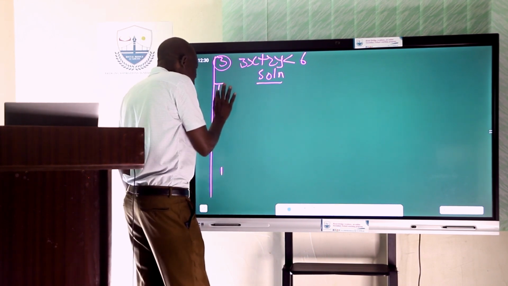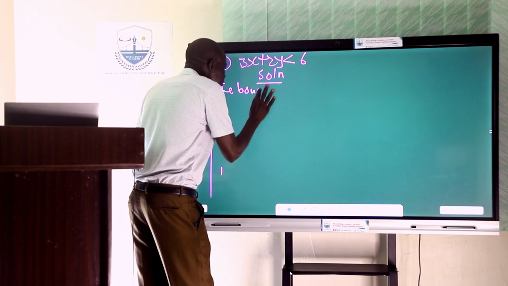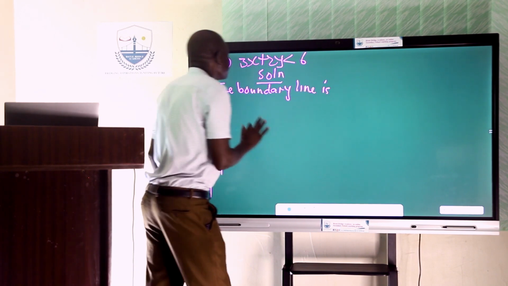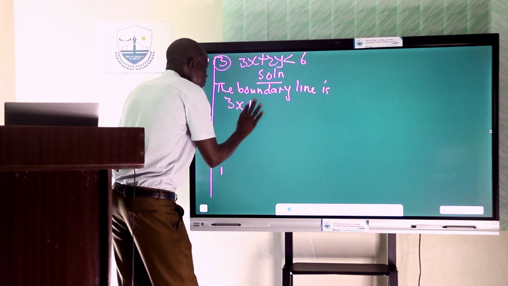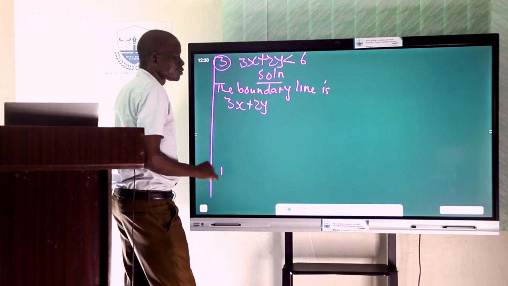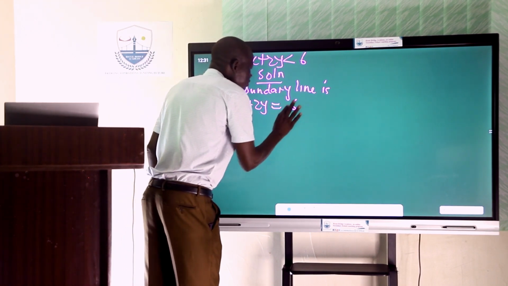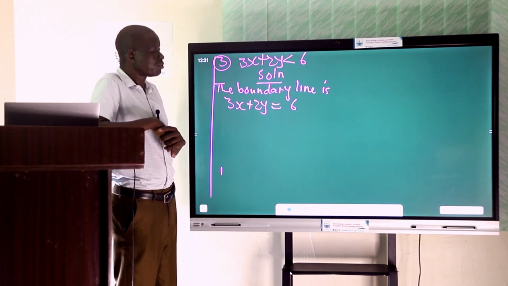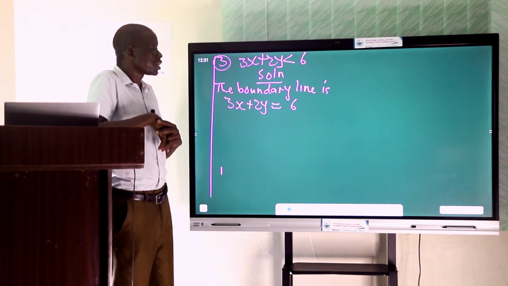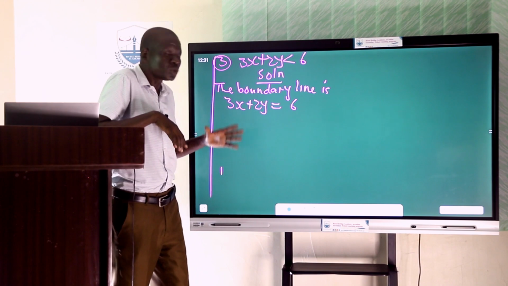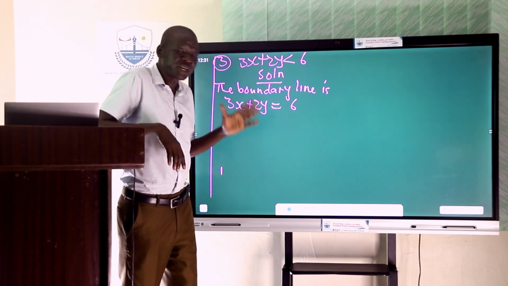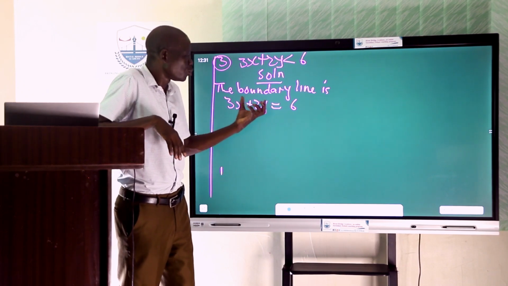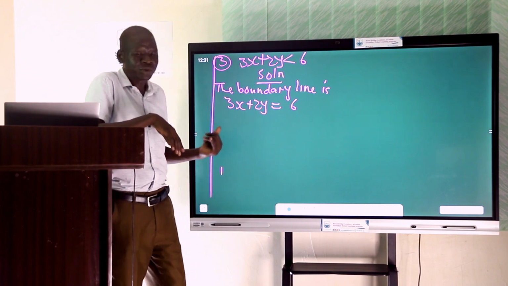So our boundary line, we say the boundary line is 3x plus 2y is equal to 6. That is the boundary line. After writing down the boundary line, then we can now draw a table. We can draw a table and then we fill the table.